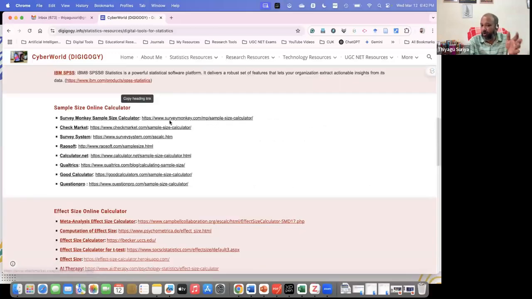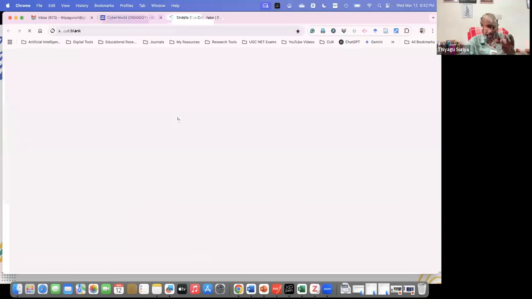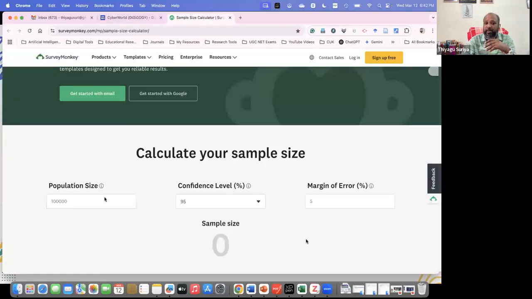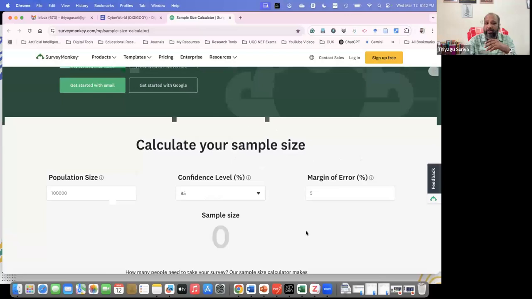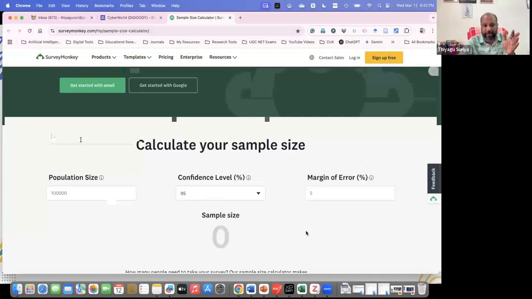We have a lot of sample size calculators. When you click this, you can go with the survey maker, the survey system. When you click this, it leads to the particular site. Here you can type the population. The population size you must be aware of; I'm talking about finite populations. If you know the finite population and are able to locate it, then you can type the number.